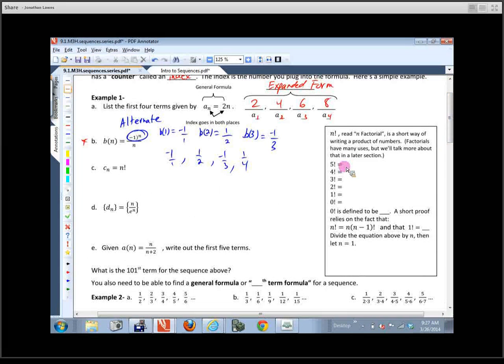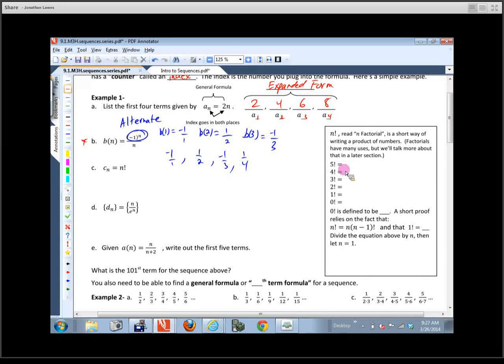So if I say 5 factorial, this is the multiplication problem that this represents. It represents 5 times 4 times 3 times 2 times 1. So if you multiply all those together, that's 120. If I do 4 factorial, that's 4 times 3 times 2 times 1. So that's 24. 3 factorial would be 3 times 2 times 1. That's going to be 6. 2 factorial is 2 times 1, so that's going to be 2. And 1 factorial is just a 1, so it's a 1.